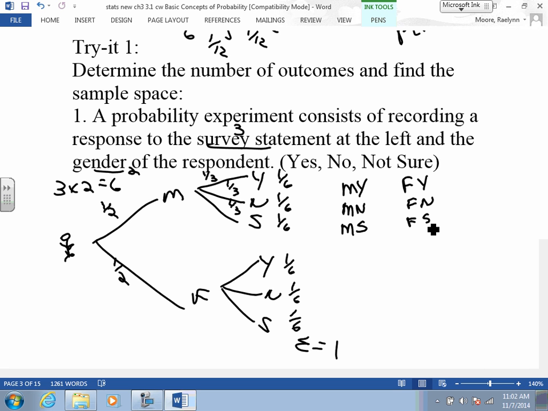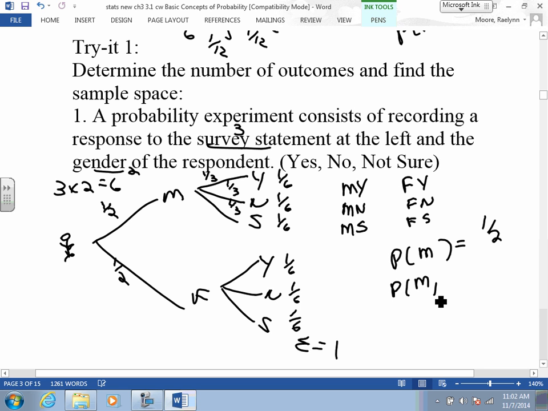Okay. I want you to see the correlation between the probabilities on the tree and the probabilities that come out of your sample space. They are the same thing. So if I ask you what is the probability that a male responded either way, what would the probability be? 1/2. Isn't that 1/2 of my tree? Right? 1/2 of my outcomes? What is the probability that a male responded yes or no? 6 is my bottom number. Yes or no? 2 out of 6.